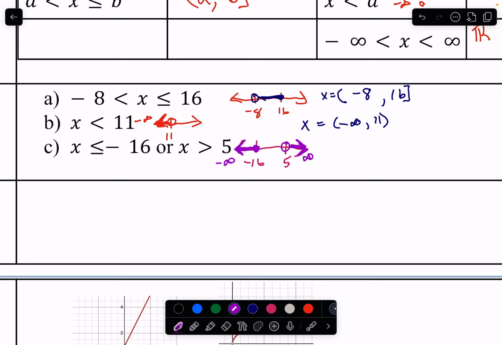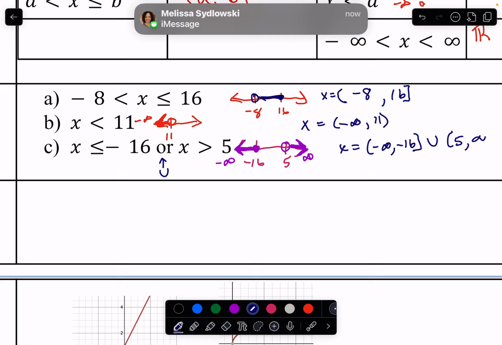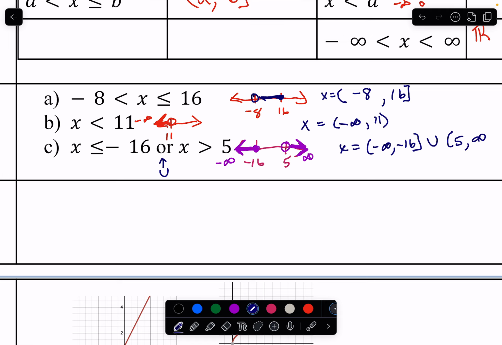That's positive infinity. So our answer here would be two pieces. We're going to go from negative infinity up to negative 16. It gets a bracket. Now just put a little U. U is our symbol for or, meaning it can be in this piece or in this piece. And then you're going to go from 5 to infinity. Infinities always get a parenthesis because we can never really land there, okay?